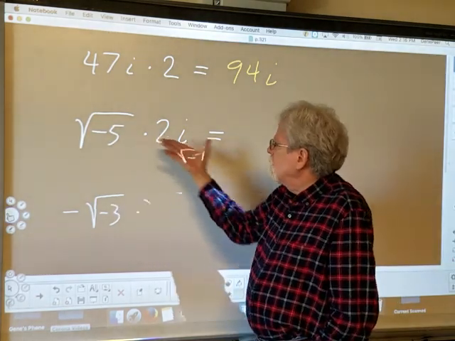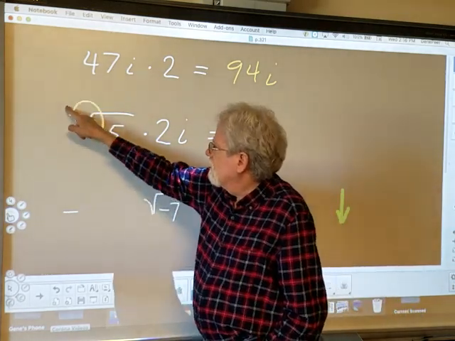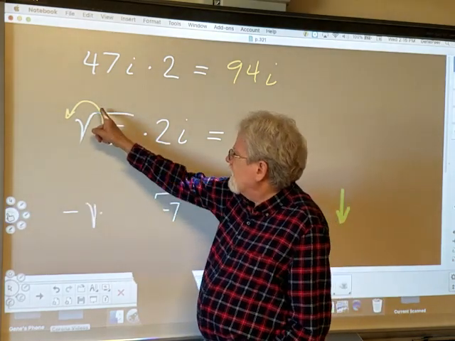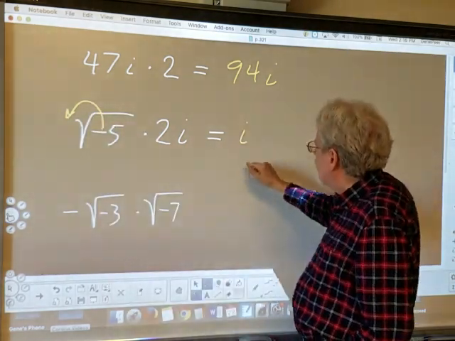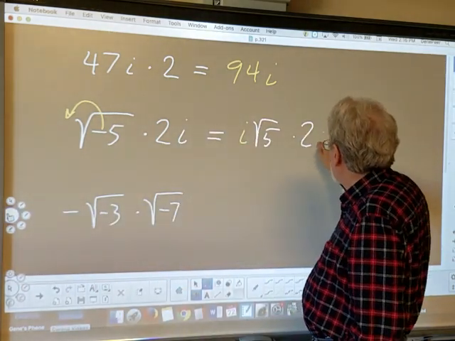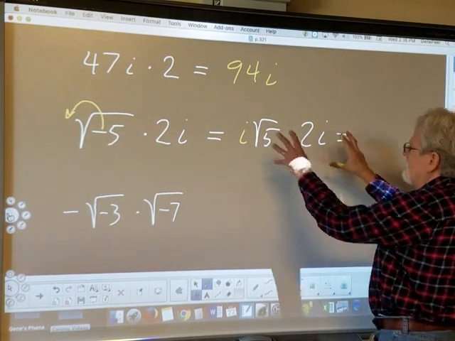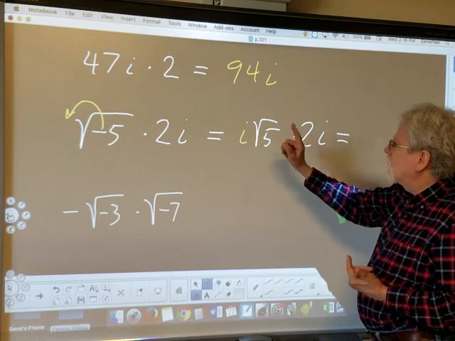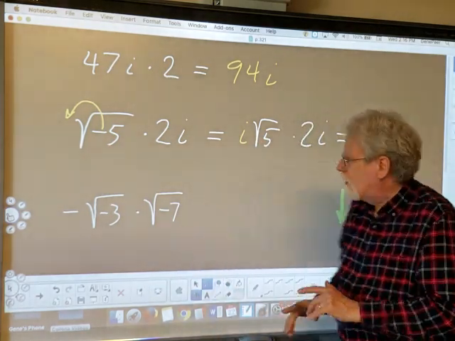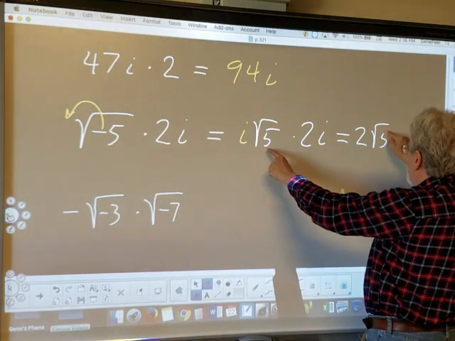Here, before you do any multiplication, you have to pop out the I. So the negative sign pops out of the radical, becomes an I on the outside. We're left with the square root of 5 times 2I. But the cool thing now is, let's put these things together. I can multiply in any order, right? It's I times square root of 5 times 2 times I. It's all multiplication. I can do it in any order I want. So I'm going to put the 2 square root of 5 together first. 2 square root of 5.